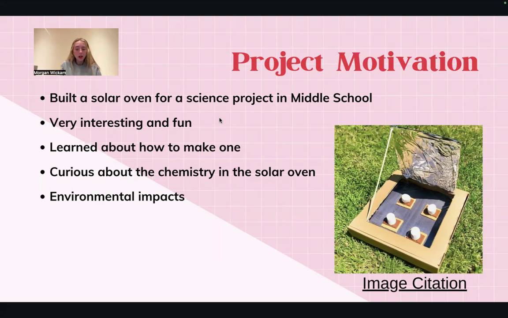So when I heard that we were doing a project with chemistry this year, I instantly thought back to the science fair project. And although I learned how to build a solar oven and how it works, I never learned about the chemistry of it and the environmental impacts. So I'm going to be highlighting those two specific elements today.